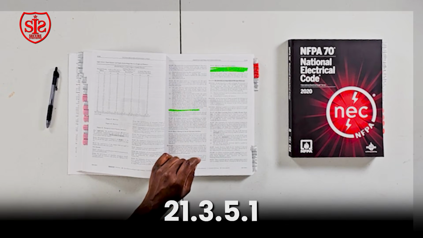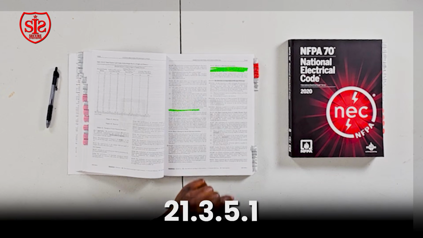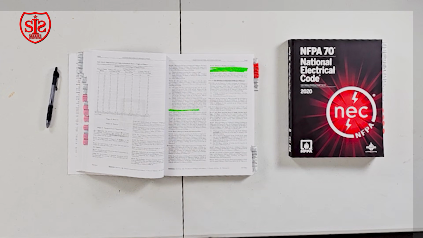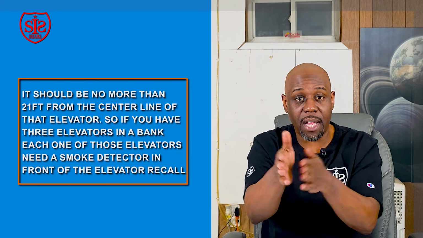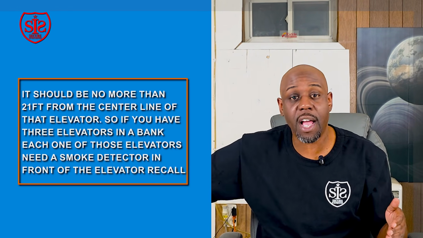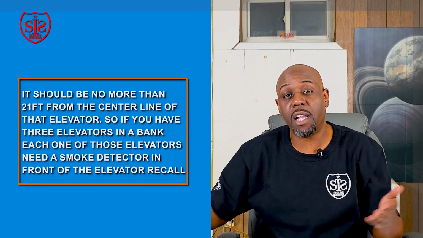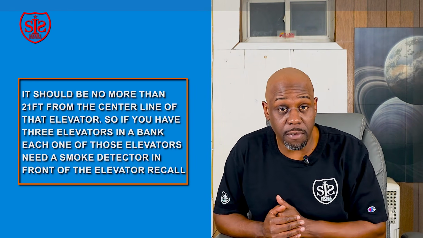Now, when it talks about the alternate, another code reference you should know is 21.3.5.1. A lobby smoke detector shall be located on the ceiling within 21 feet of the elevator lobby. So if you have an elevator lobby smoke detector, it should be no more than 21 feet from the center line of that elevator. So if you have 3 elevators in a bank, each one of those elevators needs a smoke detector in front of it for elevator recall.